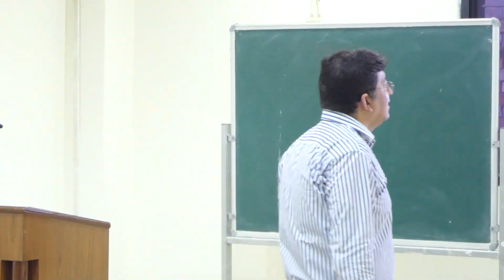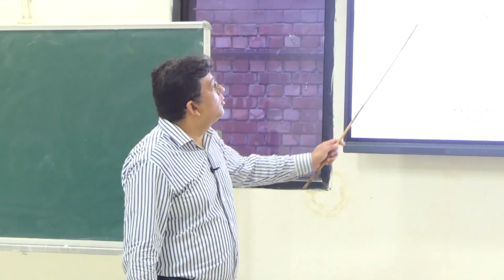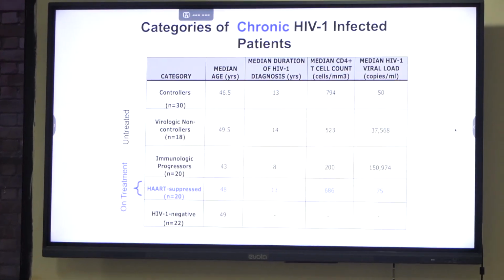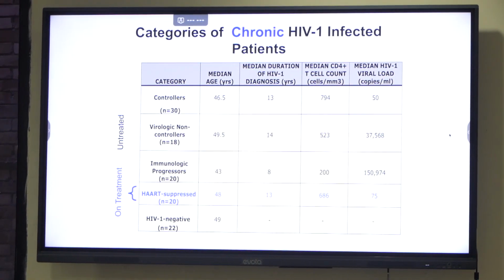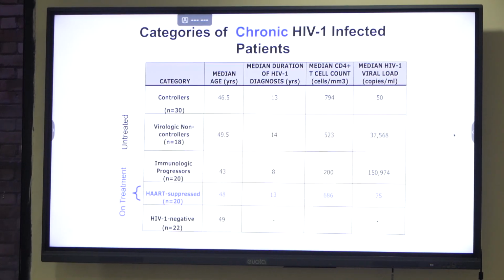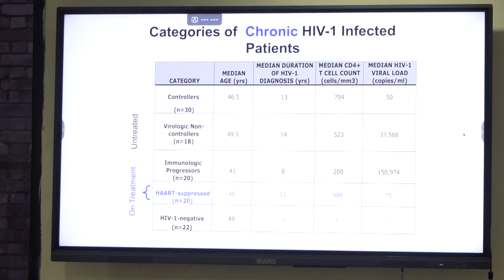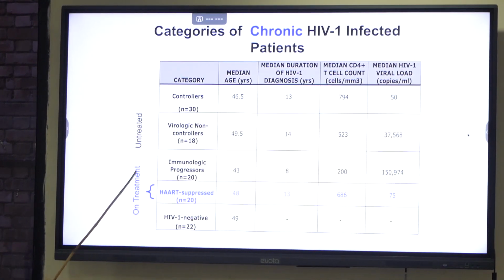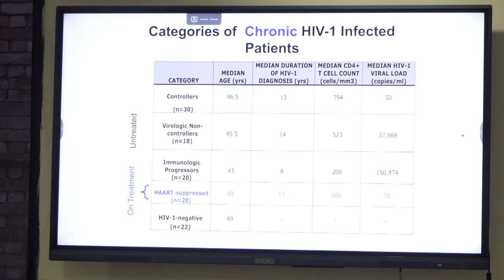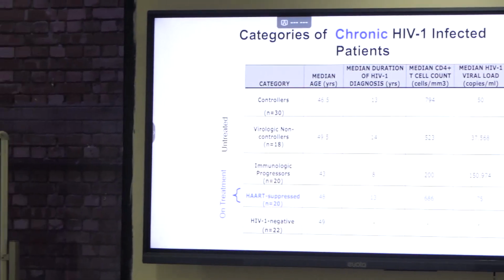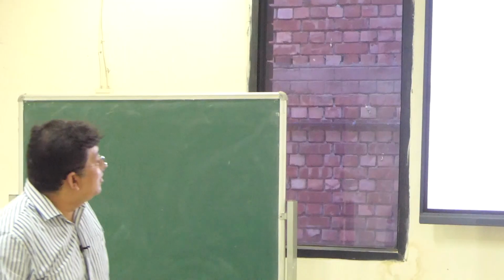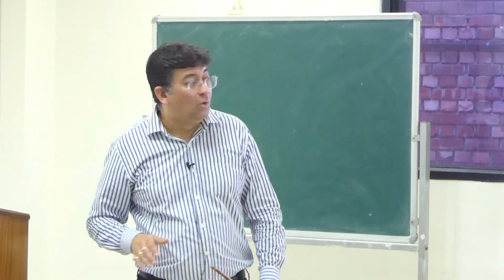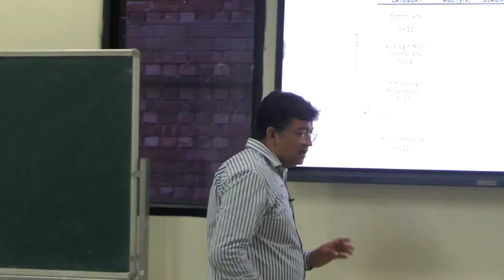If they are on effective antiretroviral therapy, it is also called suppressive therapy because it is suppressing. Another category is those people who control the virus. There are certain people who, even without medication, control the virus. They are called controllers, in general referred to as elite controllers. Among the other untreated categories, we have virological non-controllers, which means the virus is high but the CD4 count is still preserved. Immunological progressor means even their CD4 count is low. So different categories of people are there. HIV-negative subjects are also there.